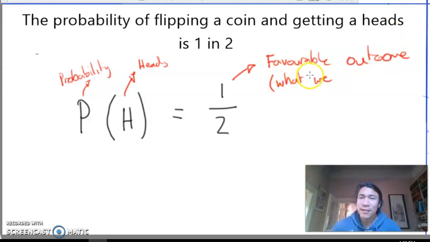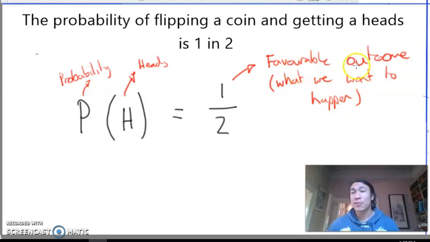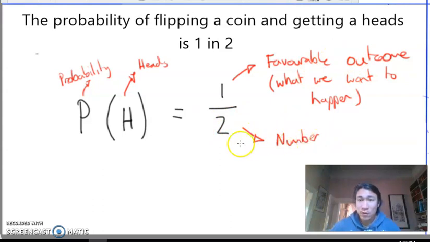I'm just going to write down little notes next to what each of these things mean so we can break it down a little bit. What we want to happen. That's a favorable outcome. And the bottom number here is basically how many outcomes there are. It is the number of outcomes. We use a 2 because there's a heads and a tails. There are 2 outcomes, number of outcomes.